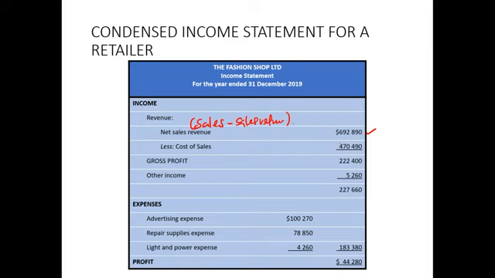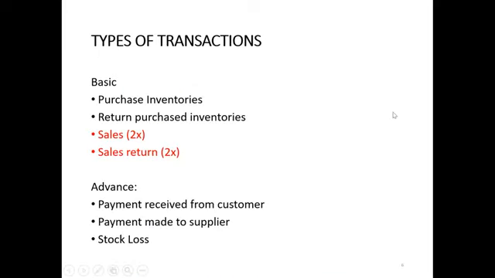Sales minus the cost of sale gives you your gross profit. If you have any other income, you add that amount and then minus all the expenses. So this gives you net profit. Net profit.